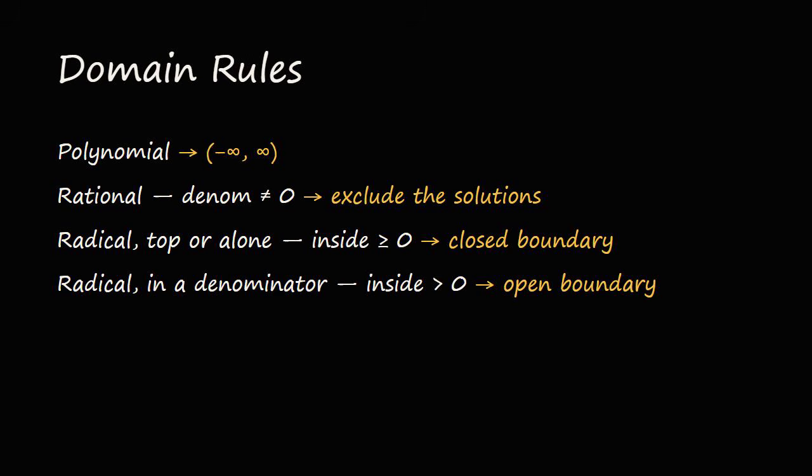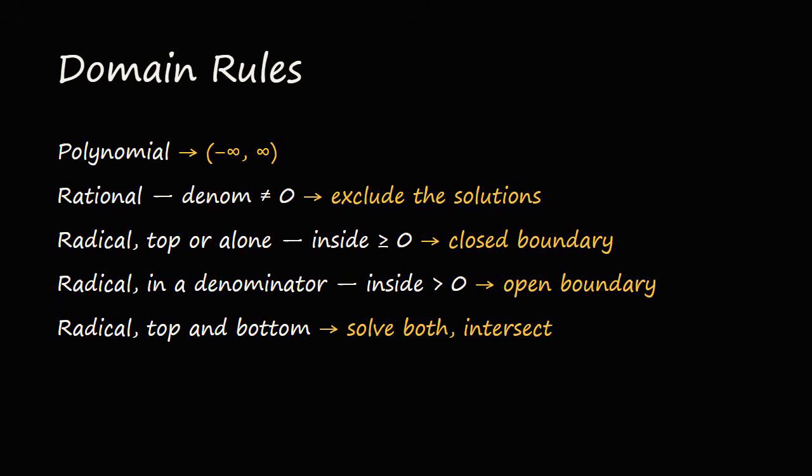If that square root is sitting in a denominator, use strictly greater than 0 instead, since it still can't equal 0. And if you ever have square roots on both the top and the bottom, solve each condition on its own, then keep only the x values where both conditions are true at the same time. Work through those checks in order, one at a time, and you can find the domain of absolutely any function.